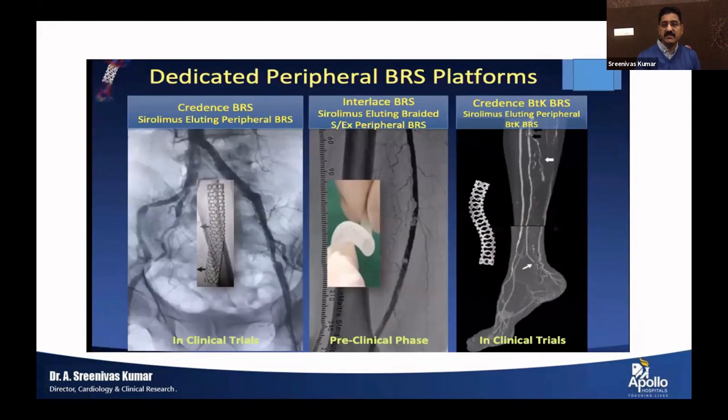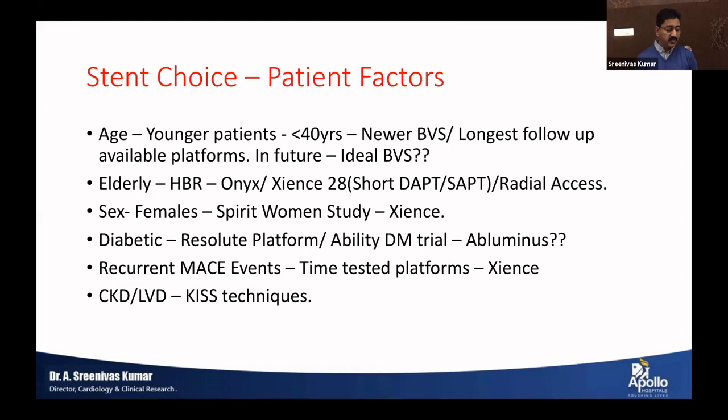Not only with this, but they're working on closure devices and other things with the same material. Hope it works well and it will be useful for the Indian subgroup of patients.